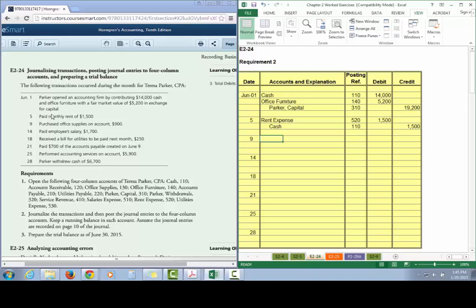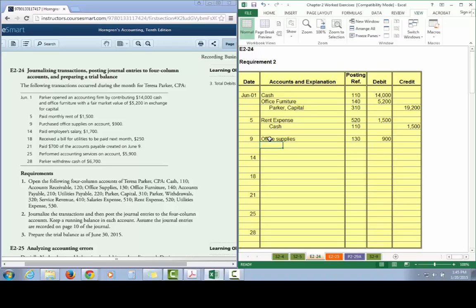All right, so June 9th, it said purchased office supplies on account $900. So we're getting office supplies. Office supplies are an asset. So we're going to debit office supplies for $900, and that account number is 130.